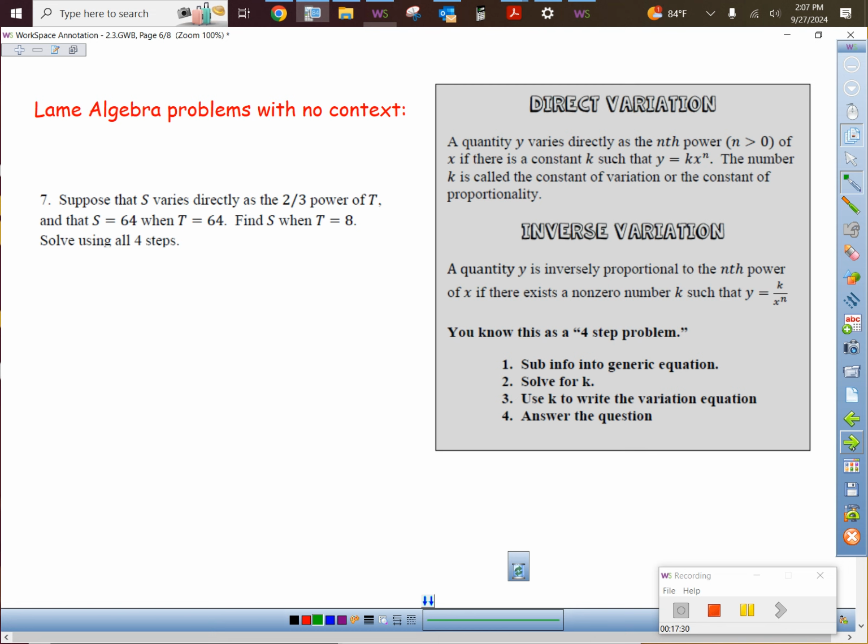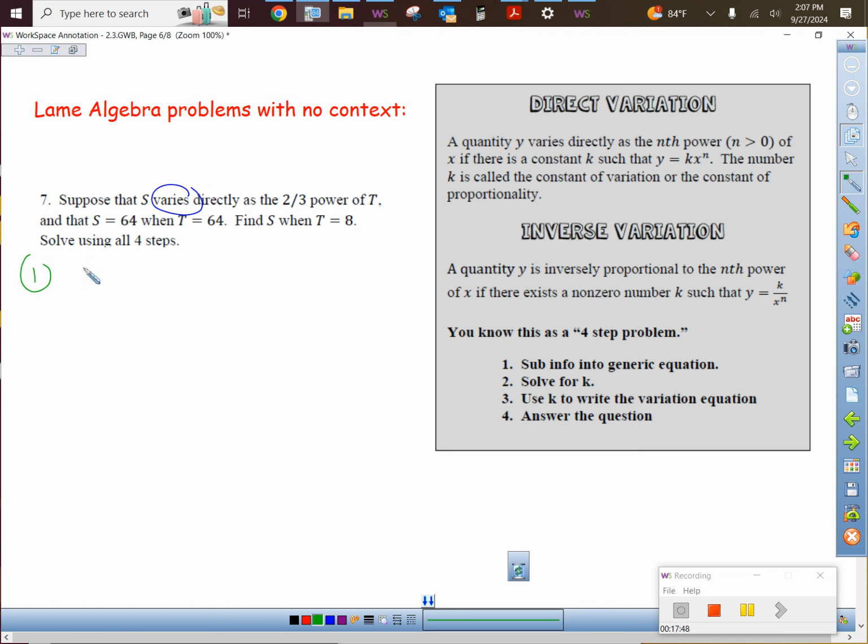Here is a lame algebra problem. I cannot stand lame algebra problems with no context. This means nothing to anybody, but we're still going to do it because that's how they have it on the homework and the ACT and the final. Suppose S varies directly.